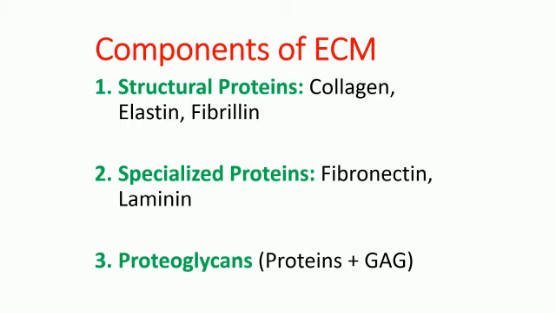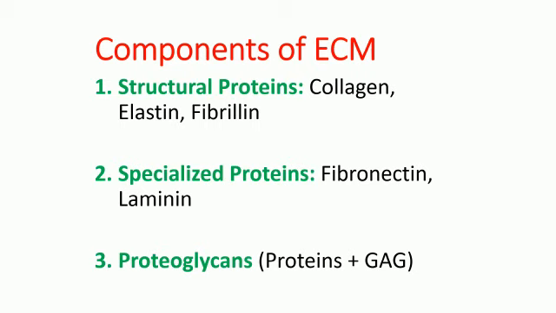Now among the protein parts, there are two groups of proteins mainly. One is structural protein and then there are specialized proteins. Among the structural proteins, the most important three are collagen, elastin and fibrillin. Whereas among the specialized proteins, there are fibronectin and laminin. There are some other minor proteins here and there. We will name some of them also while we discuss. But mainly these are the important proteins.